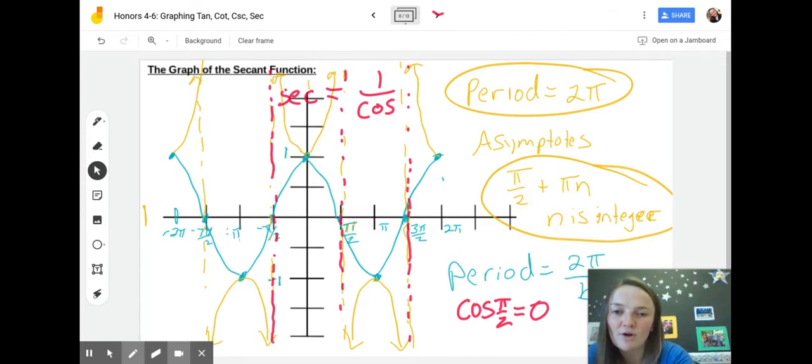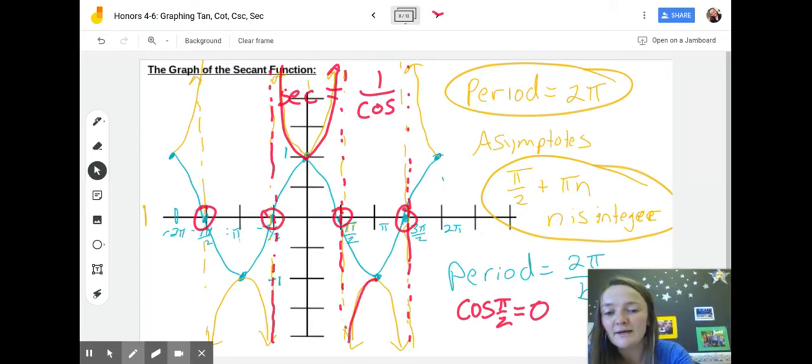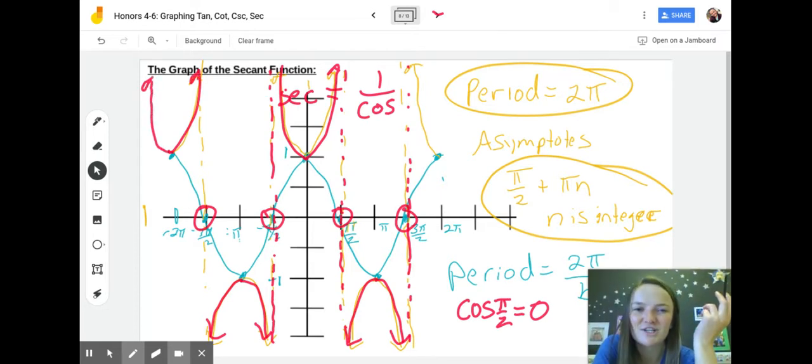I'm going to graph cosine. I'm going to create asymptotes anytime I cross the x-axis. Anytime that cosine is 0, I'm going to create an asymptote. And then I'm going to form my U-like, parabola-like shapes that follow the asymptotes, starting on the minimum and starting on the maximum of my cosine function. So basically, graphing secant is pretty self-explanatory. If you can graph cosine, you can graph secant.